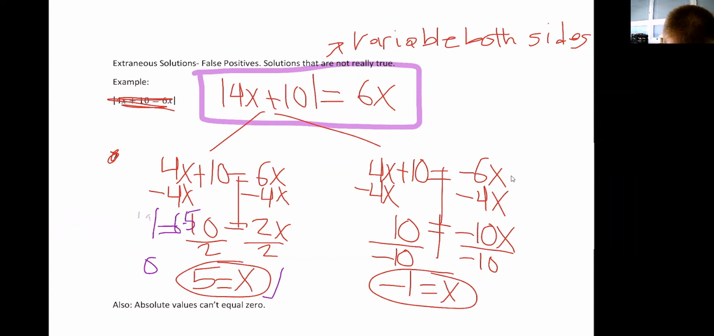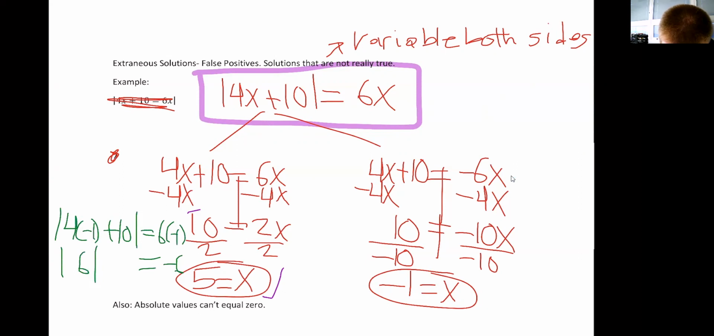Let's see if that one's a true solution. I'll do this in green. So if I plug that into my absolute value, that would be 4 times negative 1 plus 10. And then I want to see, is that going to be equal to 6 times negative 1? So 6 times negative 1 is going to be negative 6. So we want to see what we're going to get inside this absolute value. 4 times negative 1 is negative 4 plus 10. If you put that in your calculator, you're going to get positive 6.